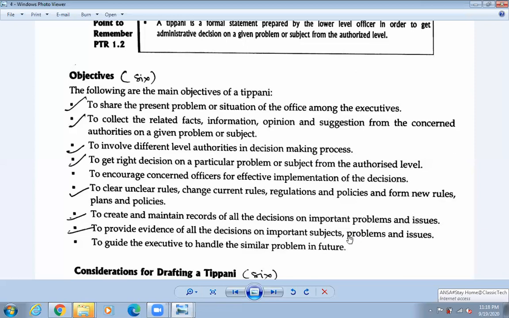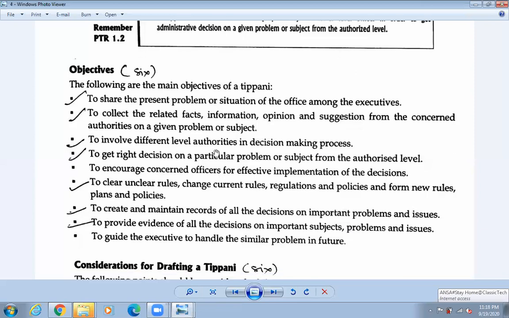Okay, the subject, the problem was solved, so we can show that later to the person. And so that person should do or should solve that problem. Okay, so that is the objective.